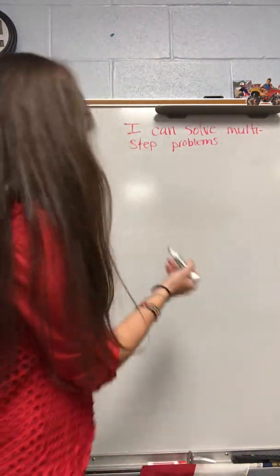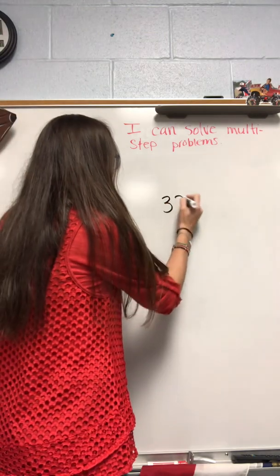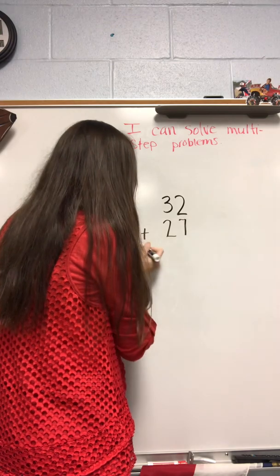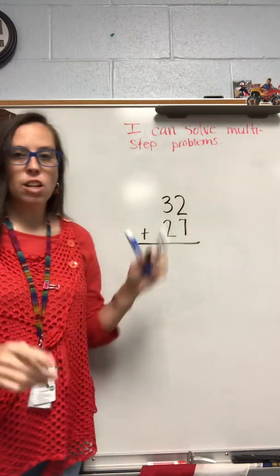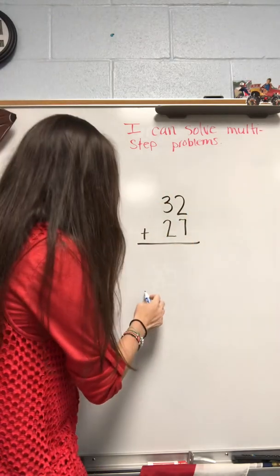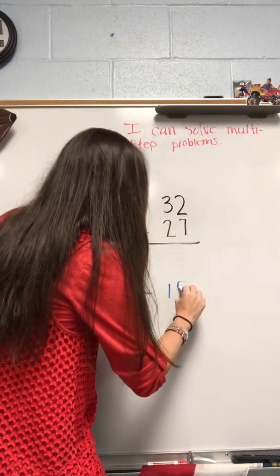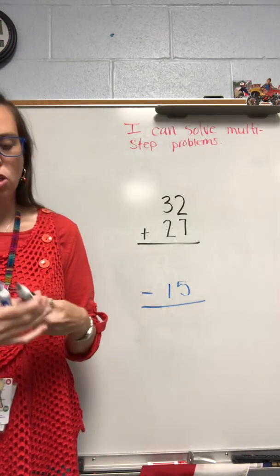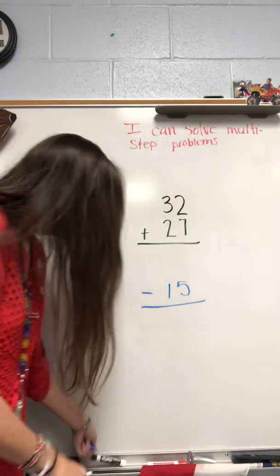All right, let's look at 32 plus 27. That's our first step. But then after that, we're going to subtract 15. Okay, that's a multi-step problem. There's two parts to it.